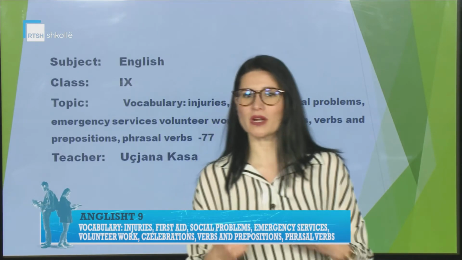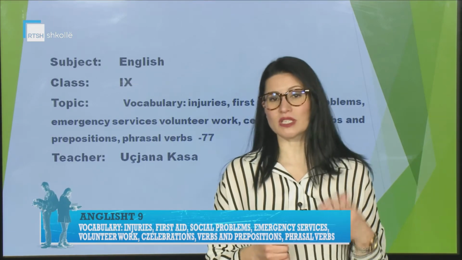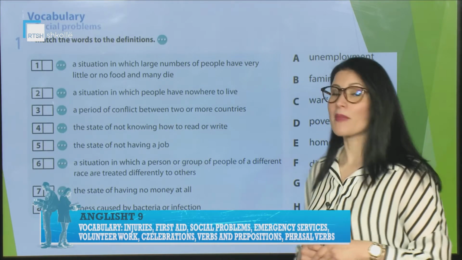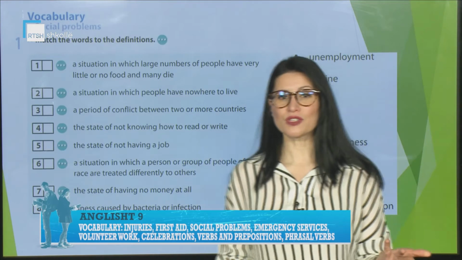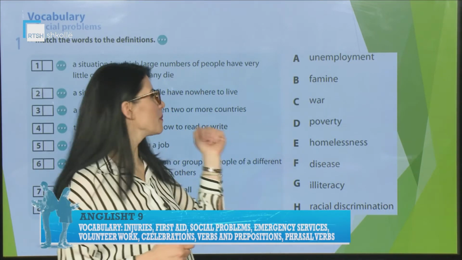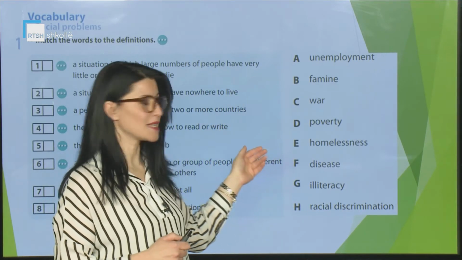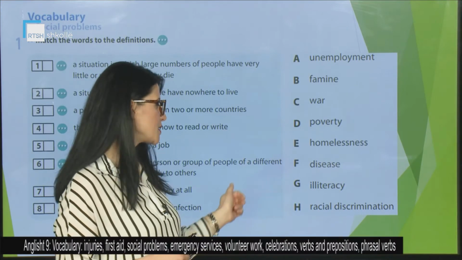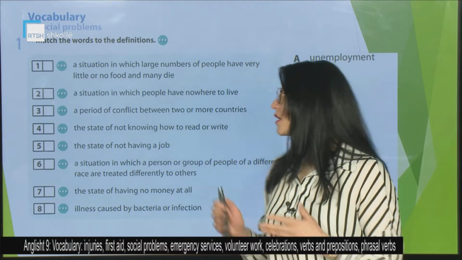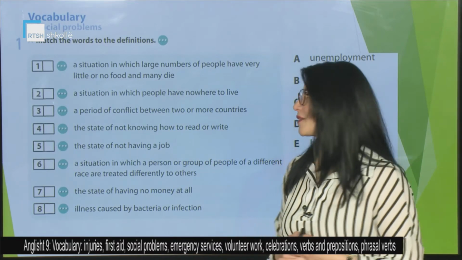And now today we are going to have some vocabulary exercises with the new knowledge that you had in the last session. We have the first exercise, match the words to the definitions. First of all, let's have a look at the words. And the words are unemployment, famine, war, poverty, homelessness, disease, illiteracy, and racial discrimination. On the other side, we have the definition for each of these words. Let's read and match the words together.